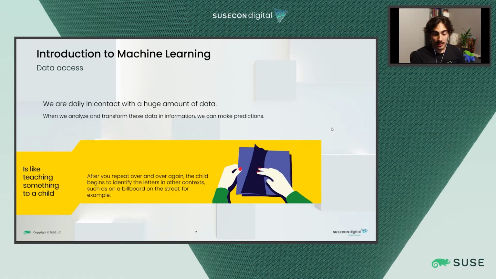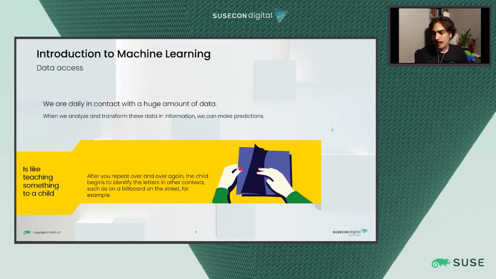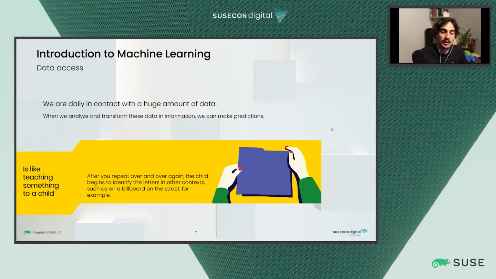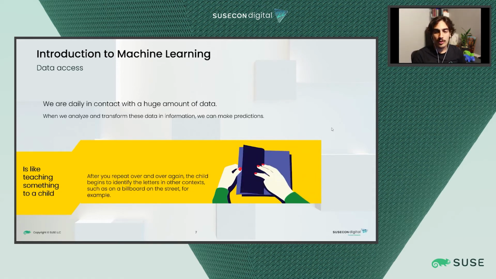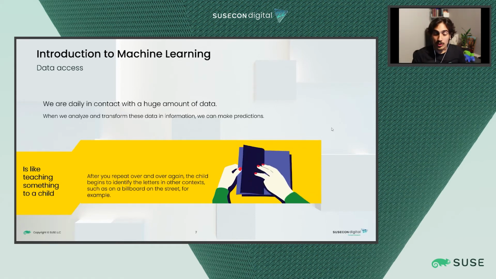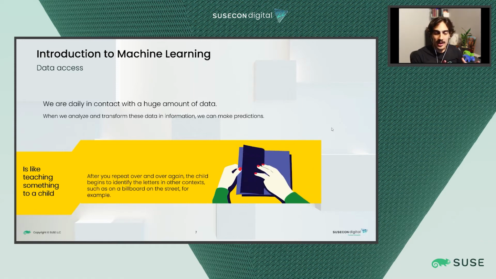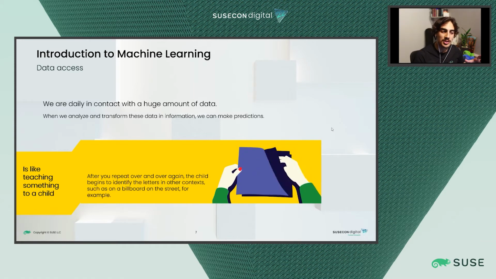Nowadays we're in constant contact with a huge amount of data, and we can use this data to predict and understand, for example, how a user will behave on the internet. This is how algorithms like video streaming or your favorite audio streaming services work. They collect data from your usage and start to predict using algorithms based on machine learning models. So when we analyze and transform all this data into information, we can start making predictions.